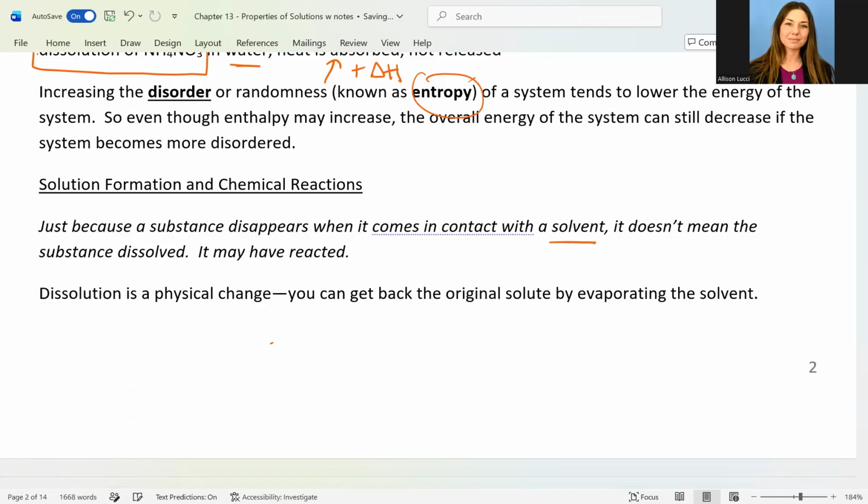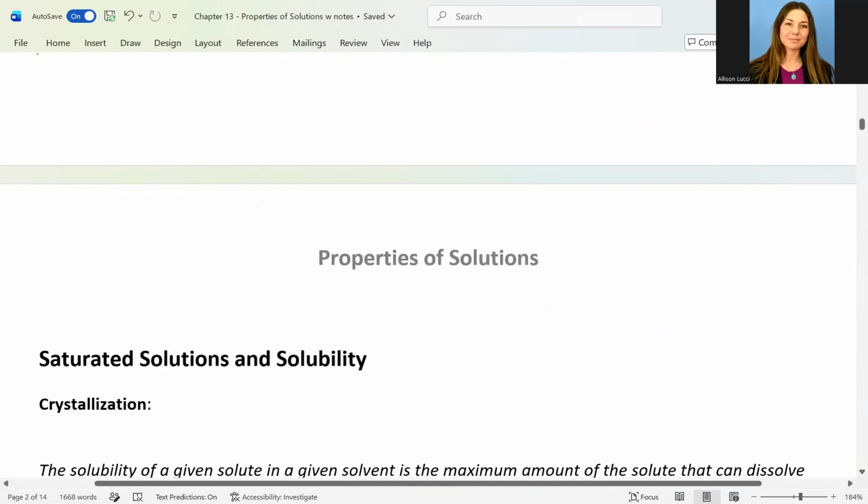And we can remind ourselves that just because a substance disappears or we can't see it anymore when it comes in contact with a solvent, doesn't mean that it dissolved. It may have dissolved and just gone from being a solid to an ion, but it also may have reacted. So sometimes we see color change or what appears to be dissolution. But we can tell the difference because dissolution is a physical change. So something dissolves, but it can be recovered. We can get back our solute if we evaporate our solvent. But if something reacts with the solvent that we think is just solvent, it's actually a reactant and we create something new. So we can't get back that original solute.